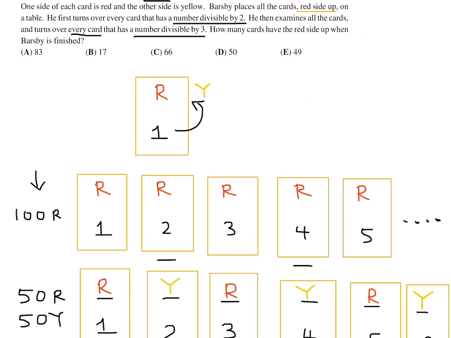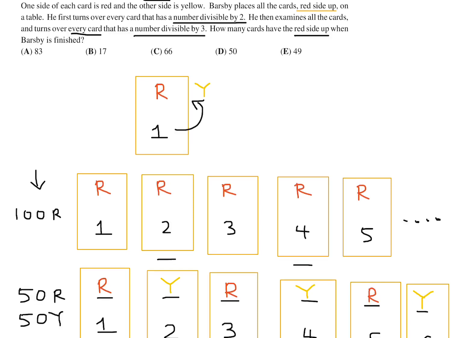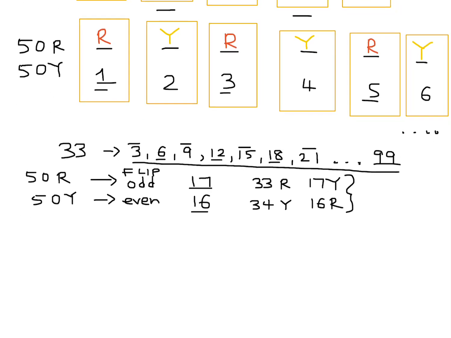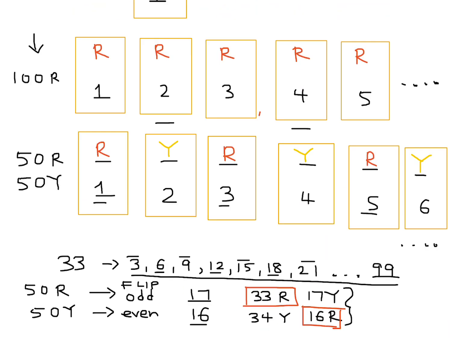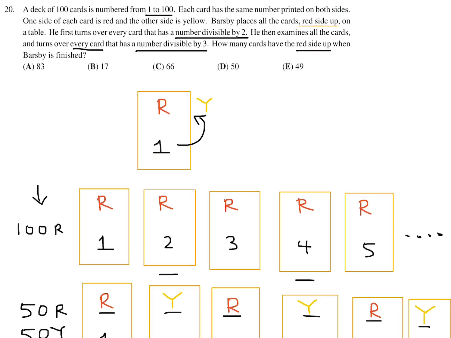And what they want you to figure out is how many cards have red side up when Barsby is finished. So how many are red in total at the very end? Well, we have 33 red over here, and you have 16 red over here. So the total red is 33 plus 16, which is 49. And therefore 49 is choice E.